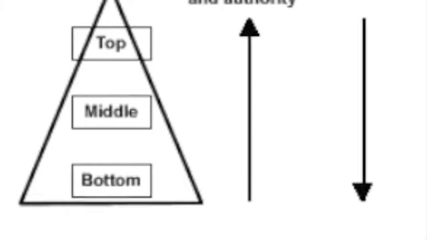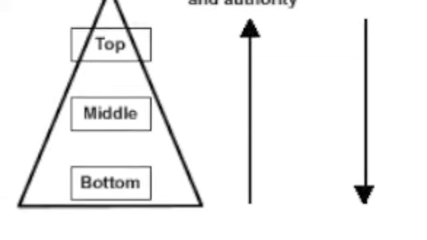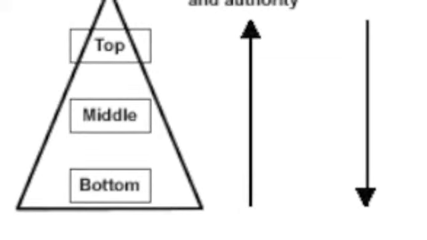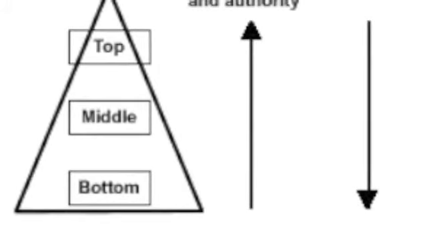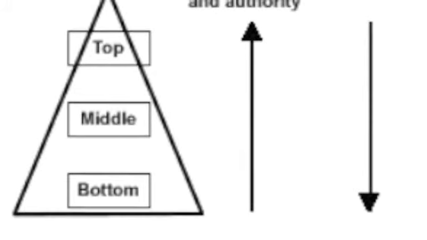An organizational chart is essentially a diagram that shows the functions and departments of a firm and the people within them. Like the diagram you see on the screen, an organizational chart is normally shaped like a triangle. This is called a hierarchy since there's a top, middle, and bottom.